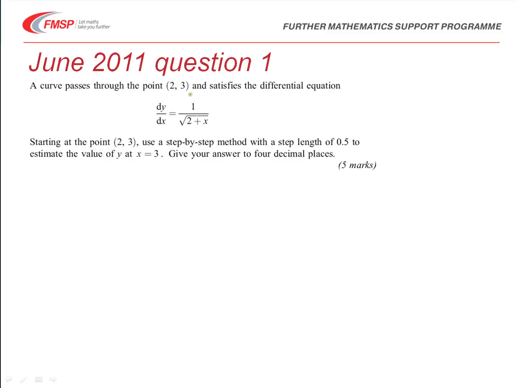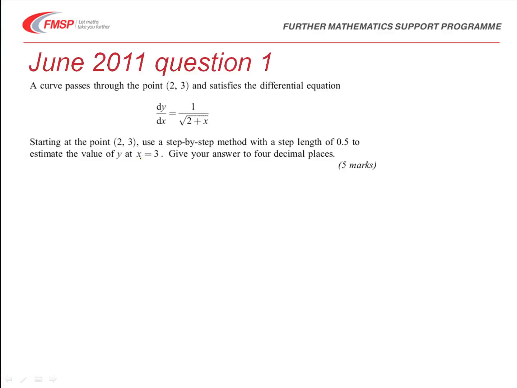You can see we're told that we have a curve that passes through the point (2, 3) and that its gradient at any point, dy/dx, is equal to 1 over the square root of (2 plus x). We have to use the step method with a step length of 0.5 to estimate the value of y at x equals 3. So we're going to apply the step method twice to get from 2 to 2.5 to 3.